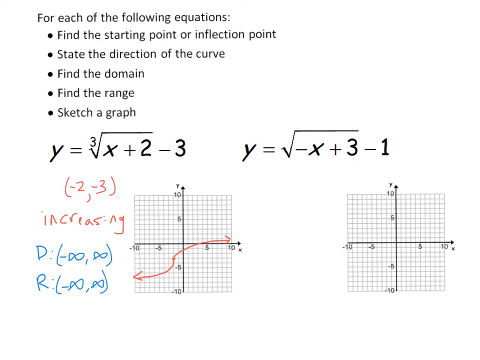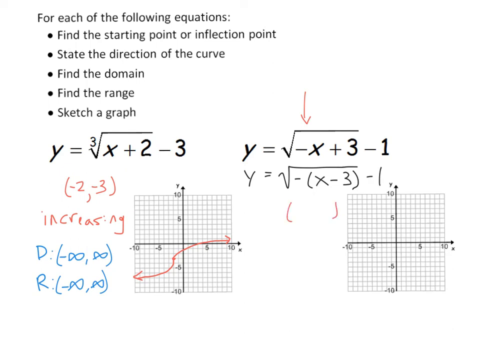All right, the second one. Well, this time we do have a negative in front of x, so we need to rewrite the equation before we decide what the starting point is. So we factor that out, and then we write x -3, because we factored out a negative, -1.